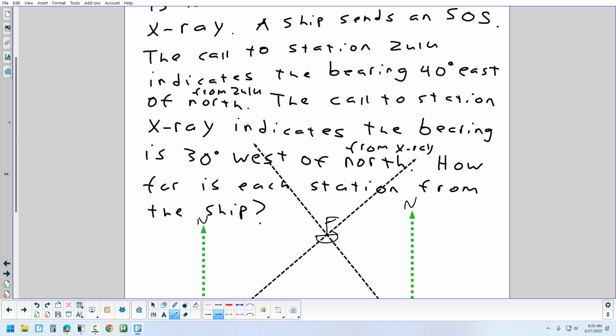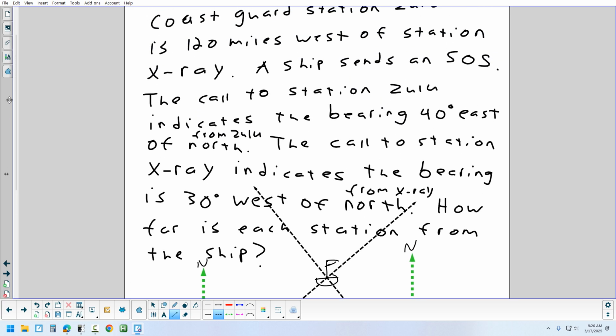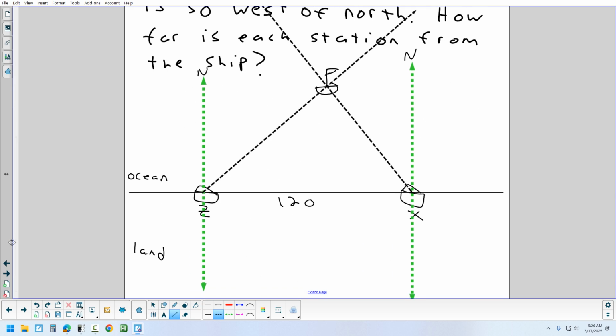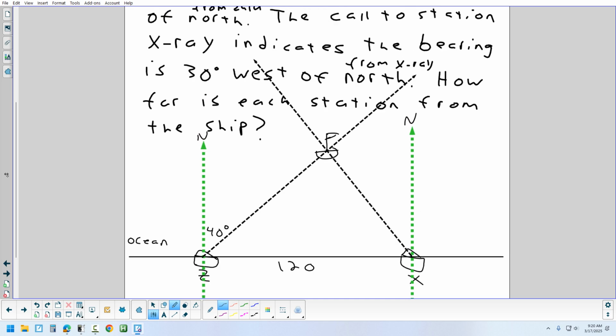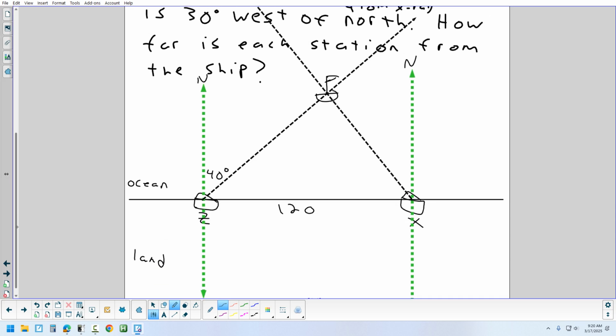So it says the direction from Zulu is 40 degrees east of north. That means this is 40 degrees. That's the direction they see the boat in. And what's the direction from X-ray? Yep, 30 degrees west of north. 30 degrees west, or that's to the left of north. Okay, so we've got our diagram.